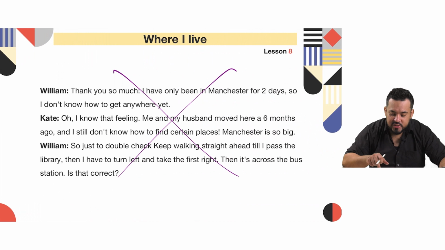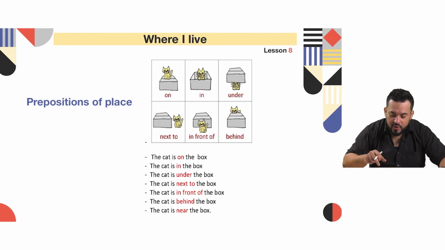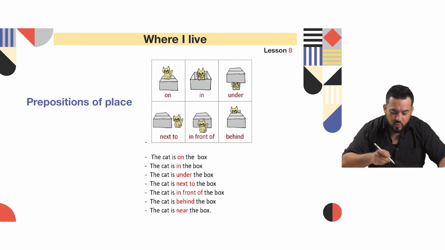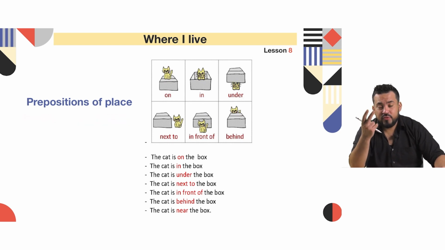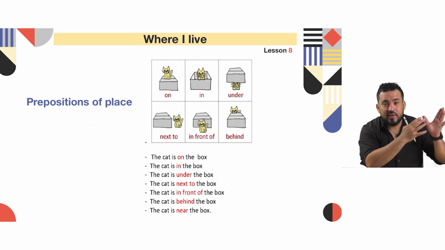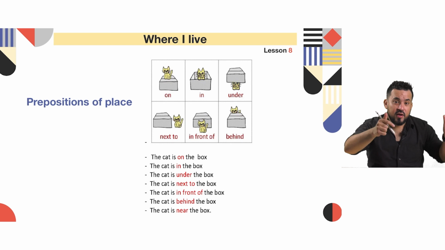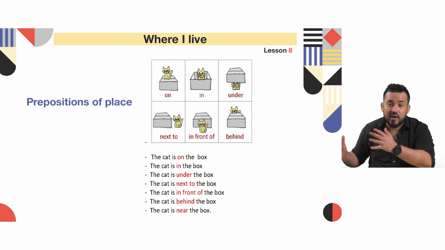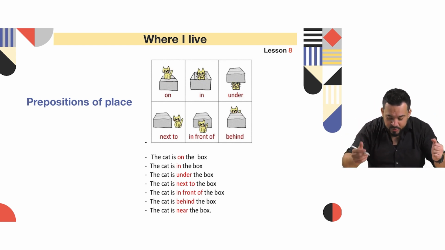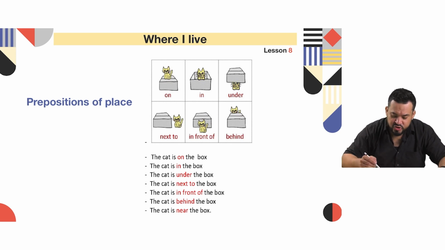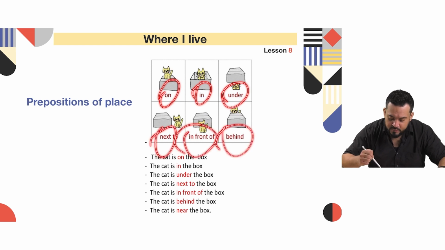Okay, let's move on and talk about prepositions. Now, what are prepositions? We have 2 types of prepositions. One type of preposition is for place, and one type of preposition is for time. So basically, the basic prepositions are on, in, under, next to, in front of, behind.